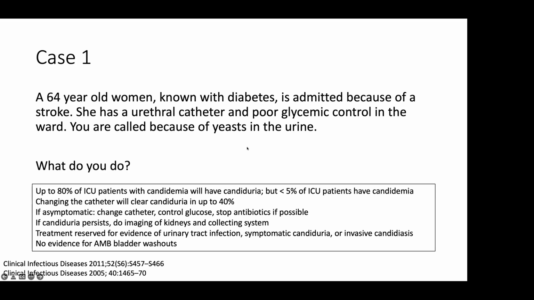Okay, I think that sounds like a really reasonable approach. So many patients with candidemia have candiduria, but very few patients with candiduria have candidemia. And in medical patients, changing the catheter will clear the candiduria in a large proportion of patients. As Tari said, if patients are asymptomatic, they don't need treatment. And importantly, glucose control is also a major factor in this, as also antibiotic use. And so those things need to be addressed.